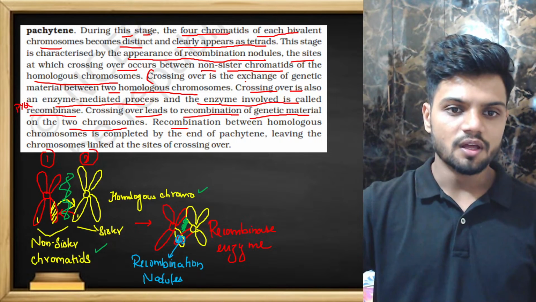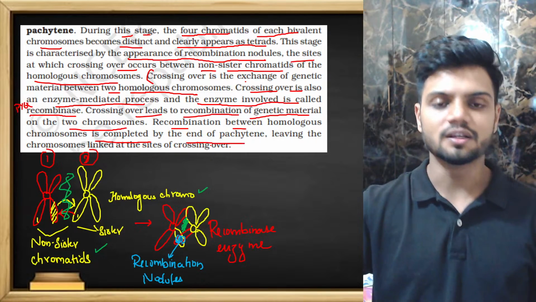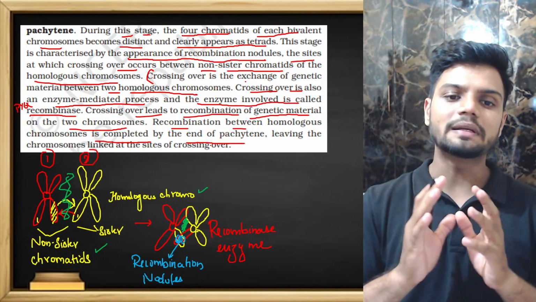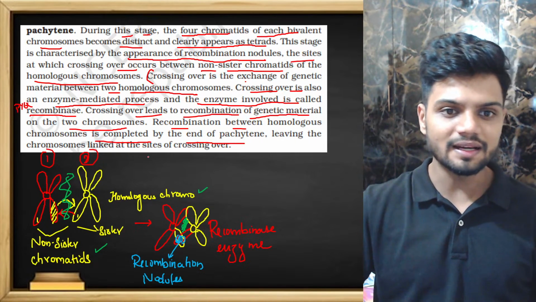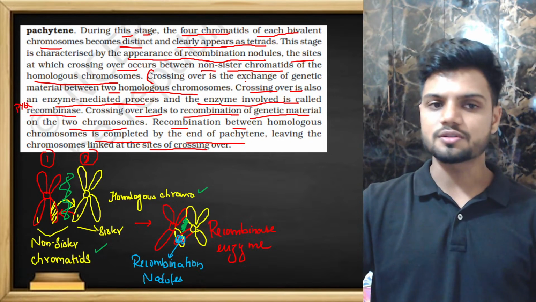Recombination between homologous chromosomes is completed by the end of Pachytene. So at the end of Pachytene, the crossing over has happened. Exchange of genetic material is over, leaving the chromosomes linked at the site of crossing over. They are linked at the site of crossing over.